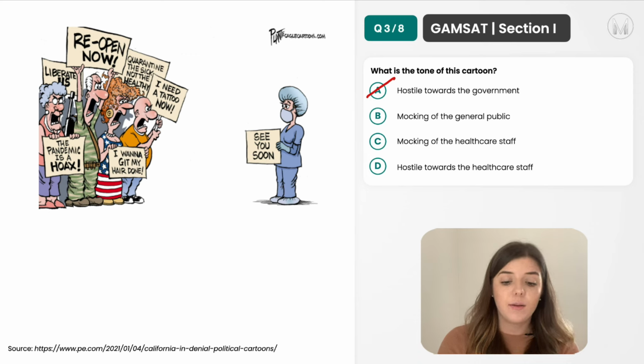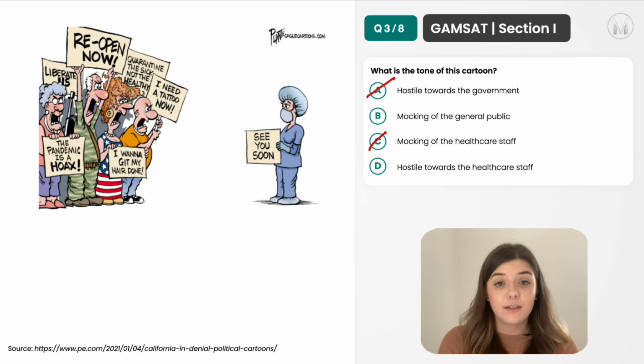Option C, mocking of the healthcare staff. That's the opposite of what we've just said. The healthcare staff appear quite expressionless and they're not being mocked, they're just simply saying, see you soon. So option C is incorrect.